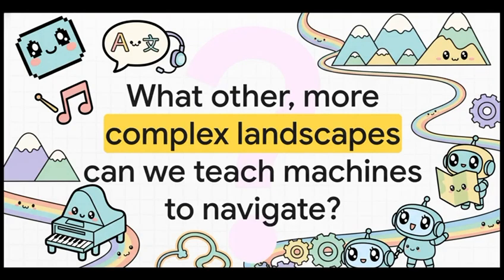And this leaves us with a really fascinating thought to end on. We just navigated a nice, simple, predictable valley to find the best possible line. But what happens when the models get way more complex? What do the landscapes look like for models that recognize images, or translate languages, or even compose music? And how in the world do machines learn to navigate those infinitely more complex, rugged, and mysterious terrains?